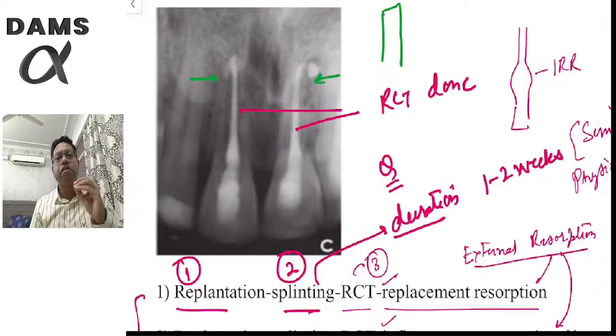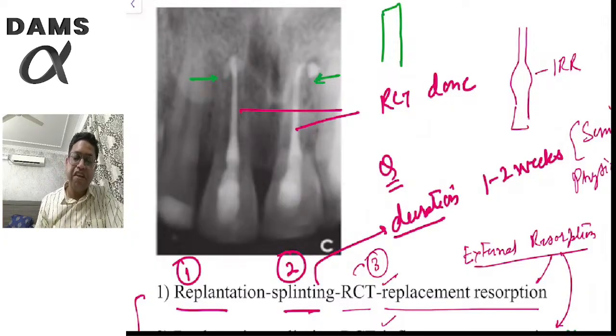So whenever a case of tooth avulsion has been successfully treated with replantation, splinting, and endodontic therapy, there are two potential outcomes. Either it is external inflammatory resorption or it is replacement resorption. Whenever external inflammatory resorption occurs, there is failure of the treatment. Whenever replacement resorption or ankylosis occurs, it is considered to be partial success of the treatment.